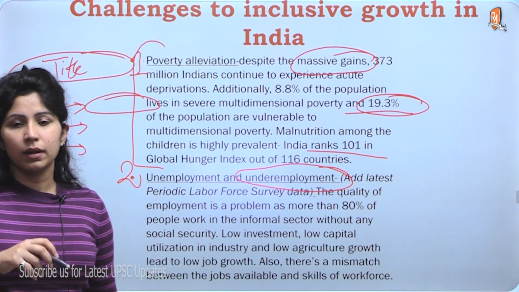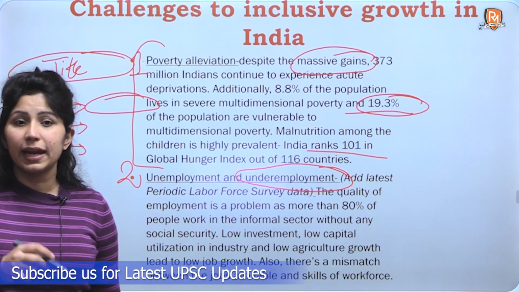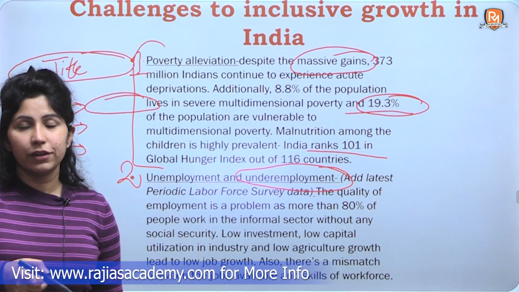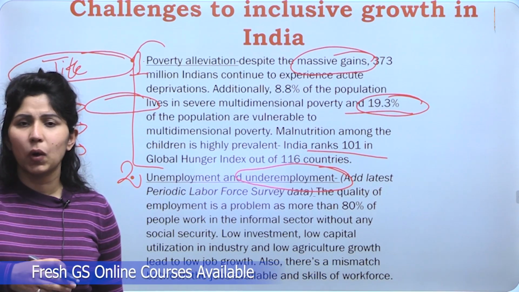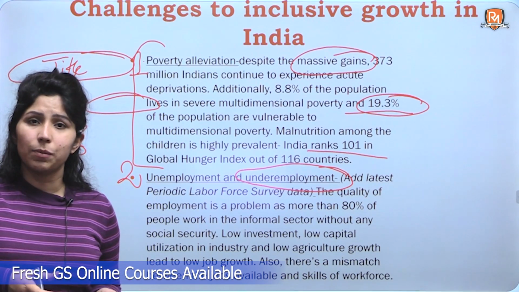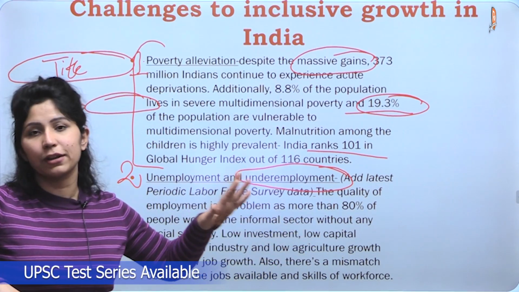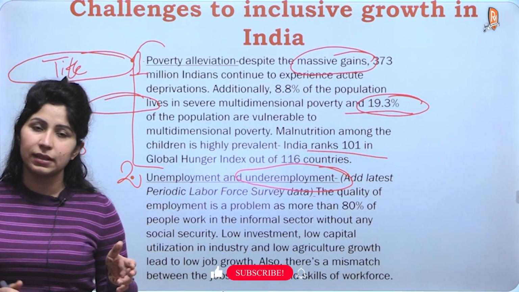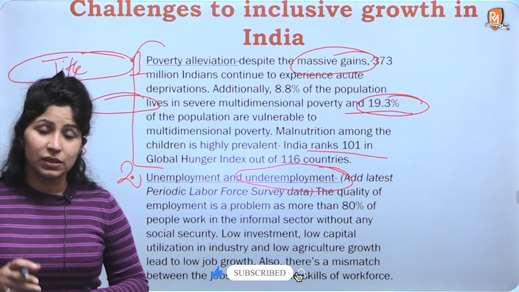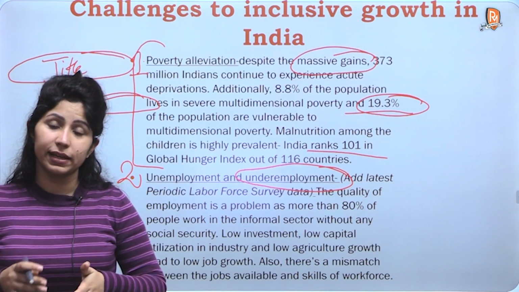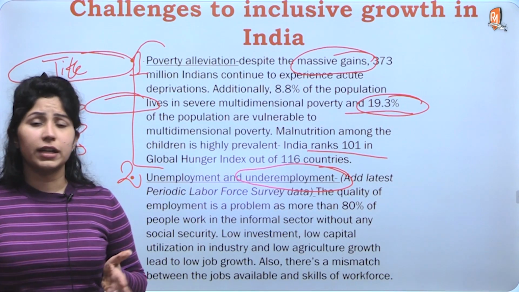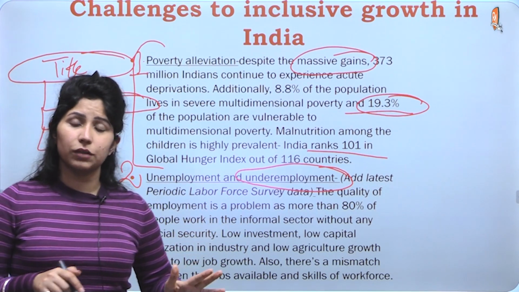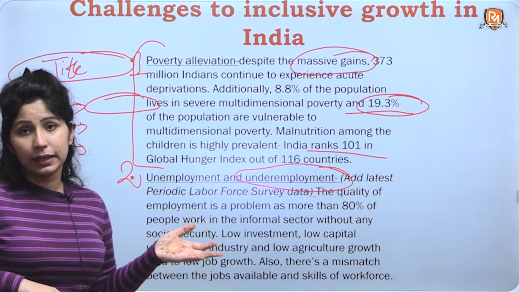Let's read this out. The quality of employment is a problem, as more than 80% of people work in the informal sector without any social security. In fact almost 90% of the people are employed in the informal sector in India. It's more than 80%, but the exact figure is somewhere around 90%. The rest of the 10% who are in formal jobs are working either for corporates or for the government sector. So only 10% of people have social security like pension benefits, healthcare benefits or insurance attached to their jobs. Around 90% do not have that, because they work for the informal sector.